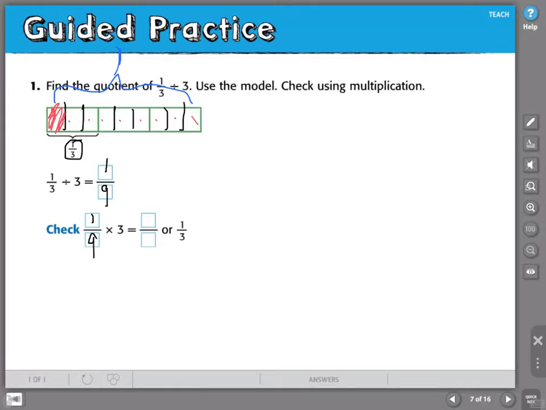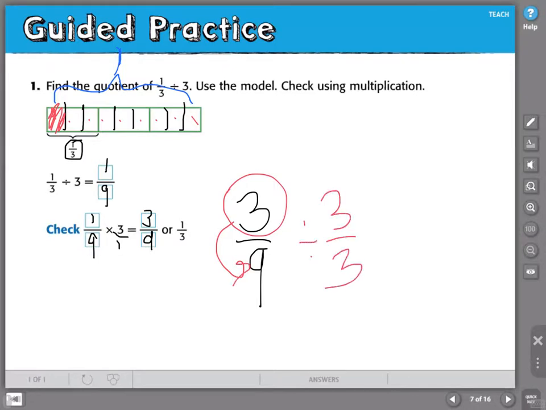Let's use multiplication to check our answer. 1/9 times 3 would equal 3/9. When I simplify 3/9, I know that my numerator is a factor of my denominator, so I can divide both by 3. When I divide 3 by 3, I get 1, and 9 by 3, I get 3. So 1/9 times 3 is 1/3.